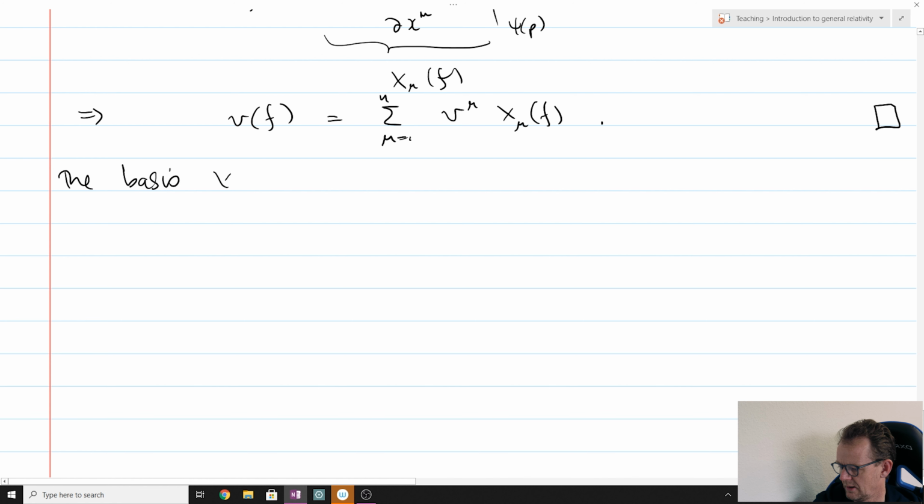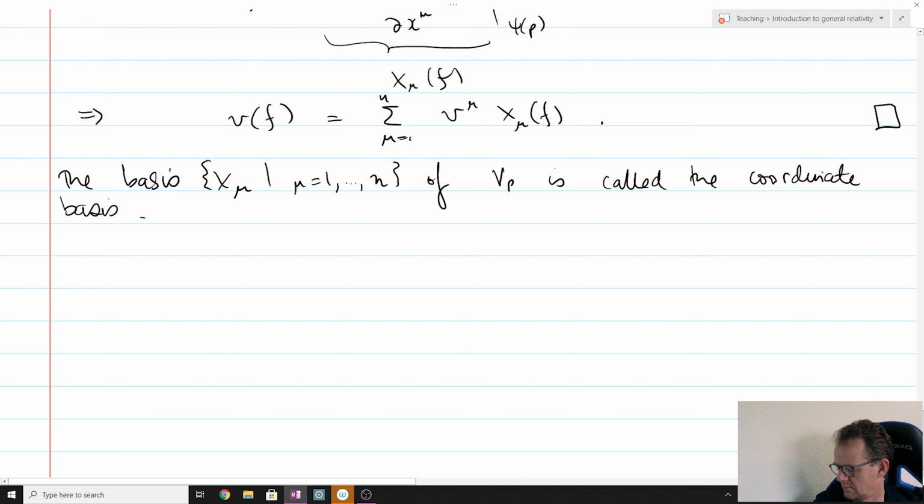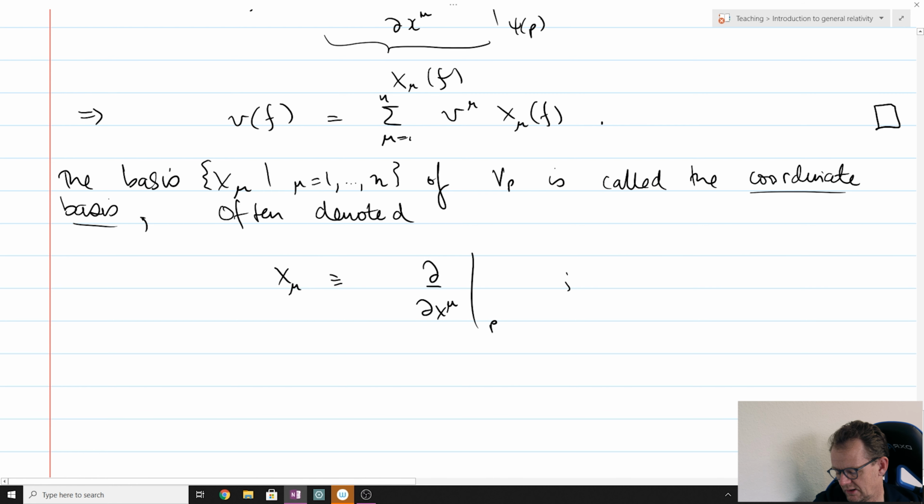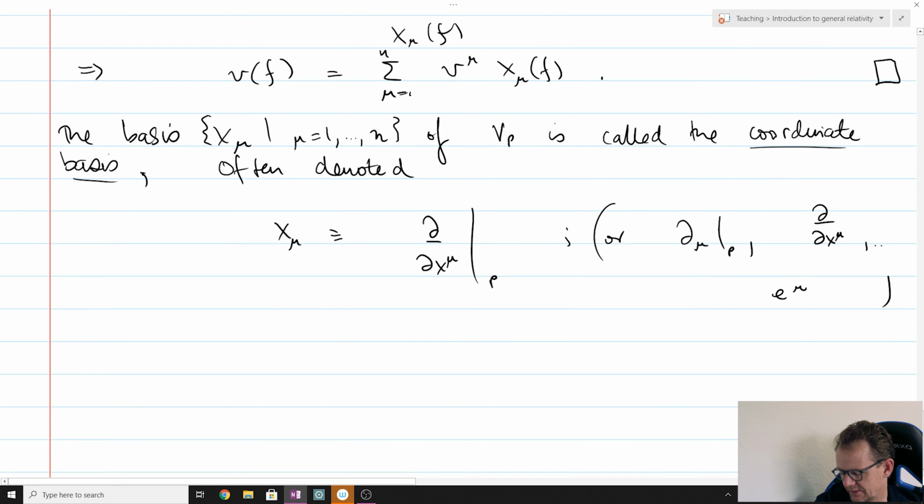So I gave this basis a name. I said it aloud, but let me just write it down. This basis x mu of Vp is called the coordinate basis. And depending on what textbook you look at, x mu could be denoted d dx mu evaluated at p. You might see it as d mu at p, or some people just omit the p. You never know, right? E mu, oops. The textbook you pick up will denote this basis in different notation, so be prepared for a wide variety of notations here for this basis.